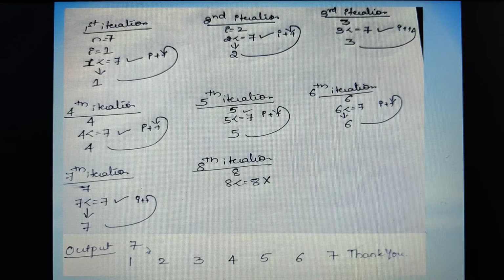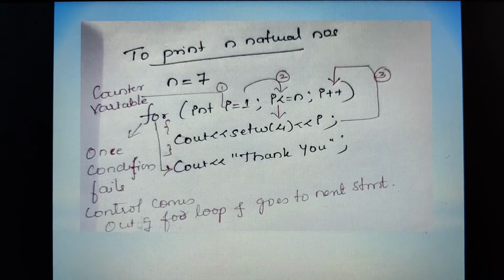When I enter the number as 7, the n natural numbers up to the n condition. So I have given the n condition as 7. Therefore up to 7 all the natural numbers will be printed. That's 1, 2, 3, 4, 5, 6, 7. At the 8th one, the condition fails. Since the condition is failing, it will not go to the printing. It will not make an entry into the loop. Therefore I cannot print the 8 here.